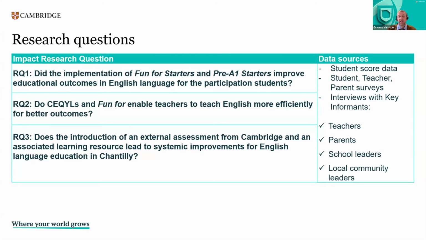So basically, did it improve educational outcomes for students? Did it help teachers to teach better? And did it lead to any improvements in the education system for English in Chantilly? And we collected data through all of these methods that Brigita's mentioned already. So we looked at exam results, we looked at student, teacher, and parent surveys, and interviews with some of the key stakeholders or informants: teachers, parents, school leaders, and local community leaders.